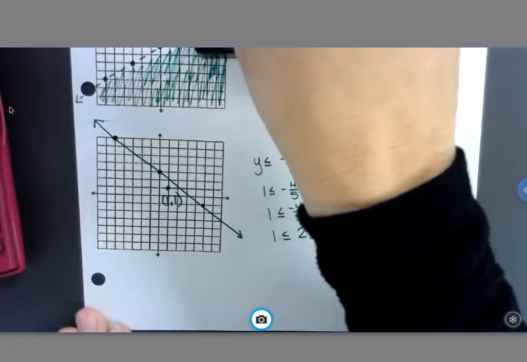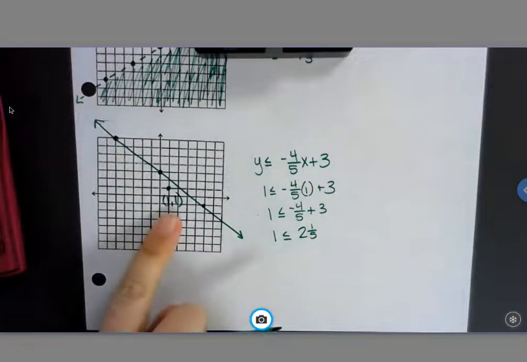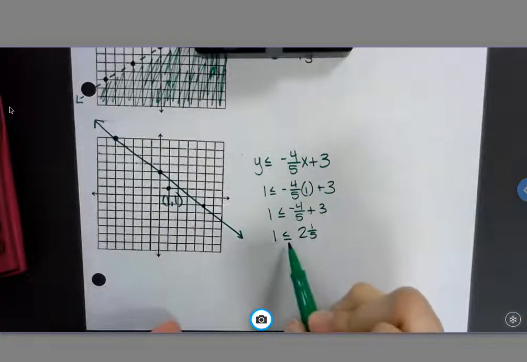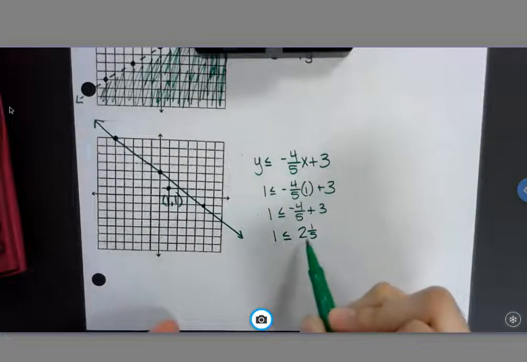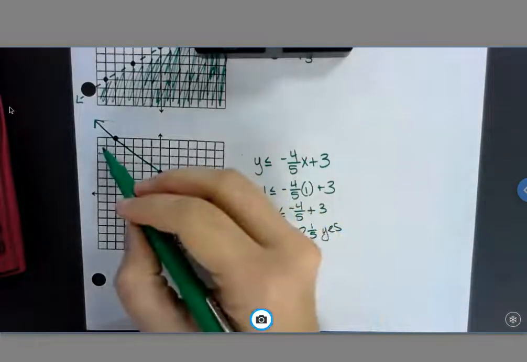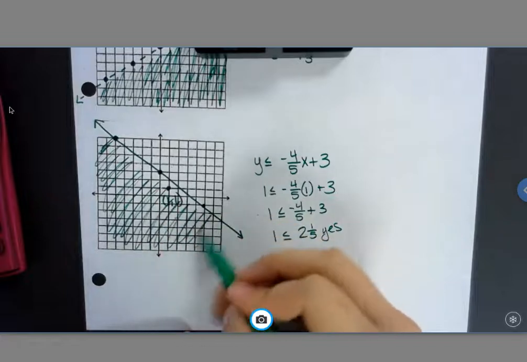All right, so that's the line you should have graphed. Should be solid. I am testing the point 1, 1. I plugged it in. My statement is 1 is less than or equal to 2 1/5, which is correct. So I'm shading on the same side as that point since it worked.